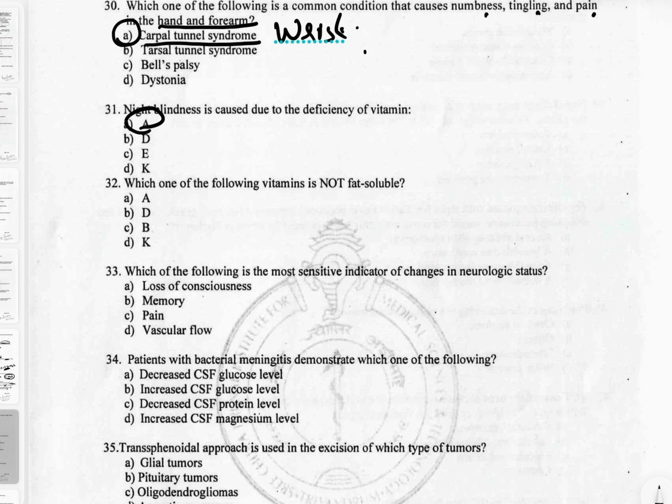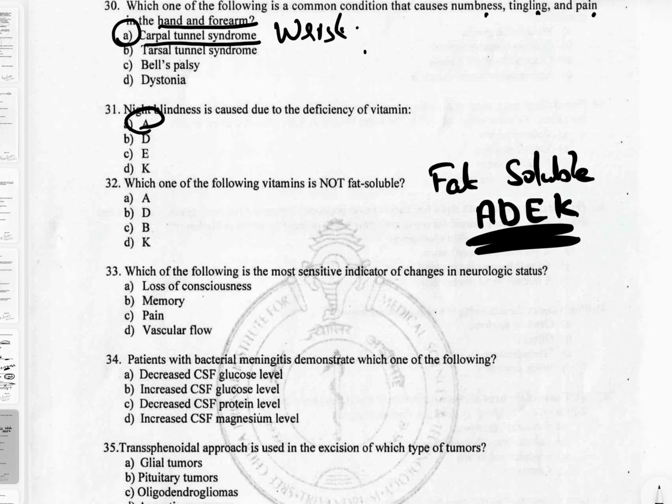So the question number 32, which of the following vitamin is not fat soluble? Remember, fat soluble vitamins are A, D, E, K. Remember that. Read it by heart, like you have to remember it by heart. Fat soluble is A, D, E, K. So we all know A is fat soluble, D is fat soluble, E is fat soluble and K is fat soluble. So what is not fat soluble? It is option C, that is vitamin B is not fat soluble.